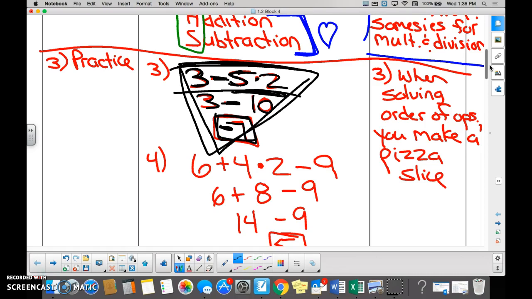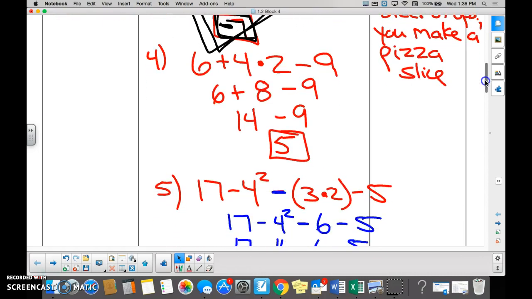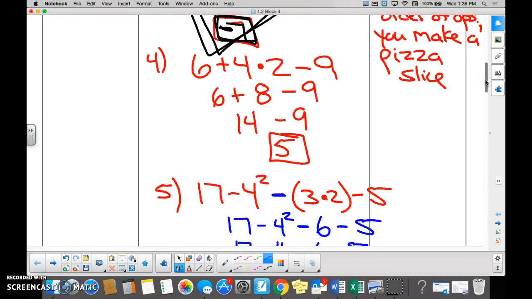We boxed our answer, and we have a pizza. I'm not going to go through all of these problems, but number 4 is the same thing. You have addition, multiplication, and subtraction. Which one should we do first? Everybody on the count of 3: 1, 2, 3. Multiplication. That's great. You do multiplication first. So we did 4 times 2, we got 8, and we dropped everything else down.